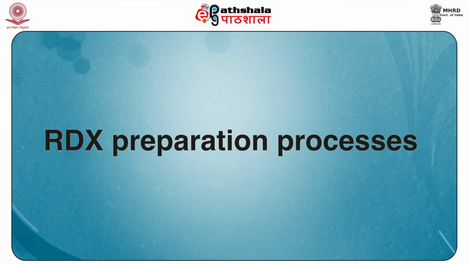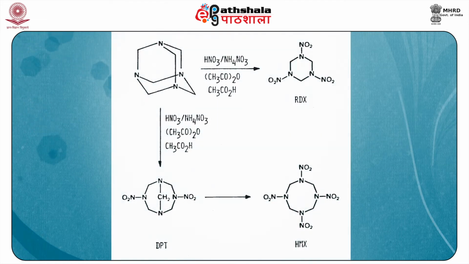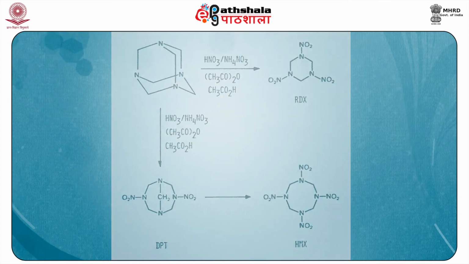RDX preparation processes. RDX is also formed by various other preparation techniques such as the SH process, which was invented by Schnur, the K process patented by Knoffler, the W process patented by Wolfram, the E process patented by Ebele, and the KA method, also known as the Bachmann process, which was invented by Knoffler and Apel.